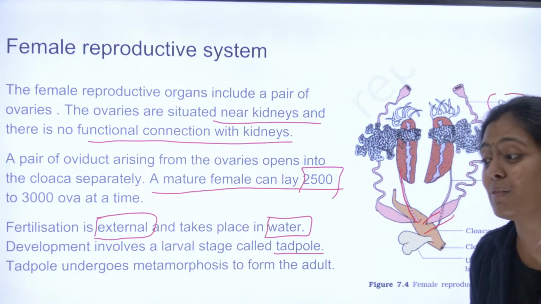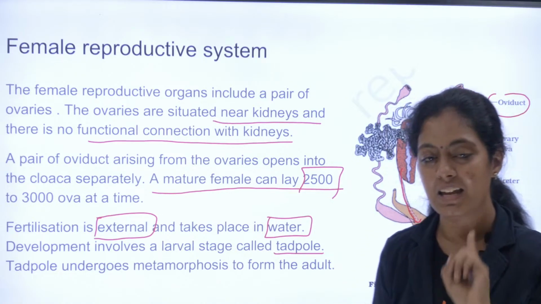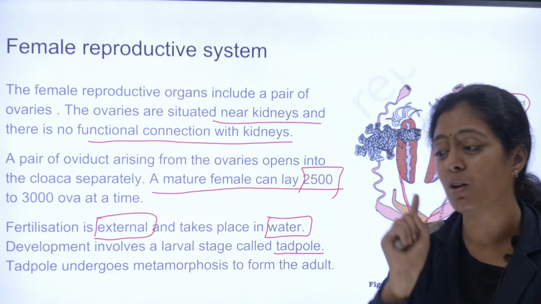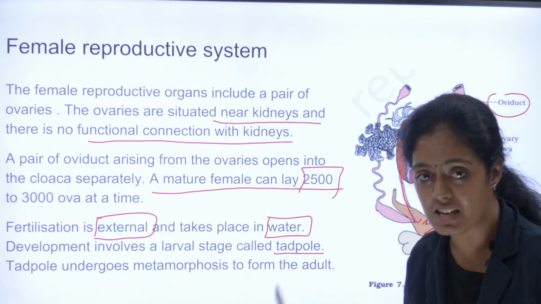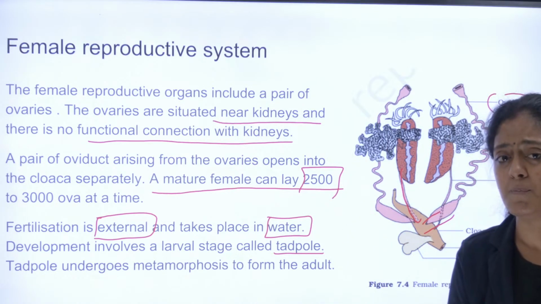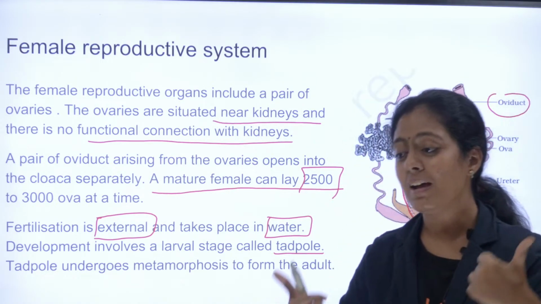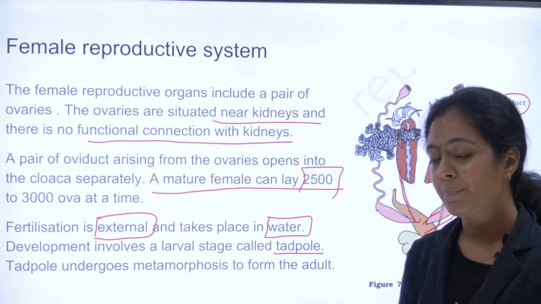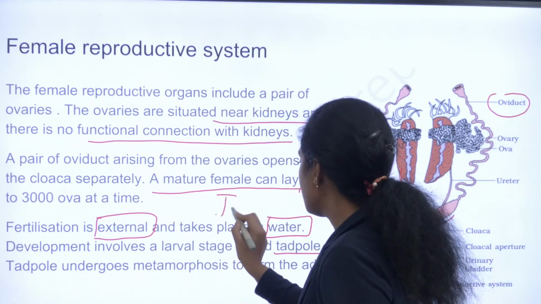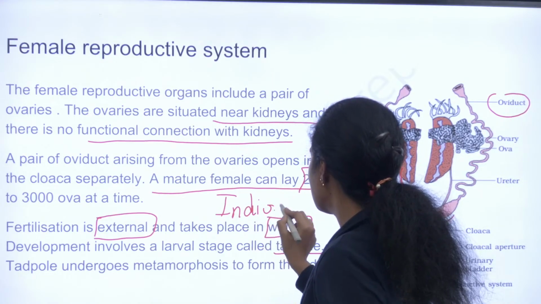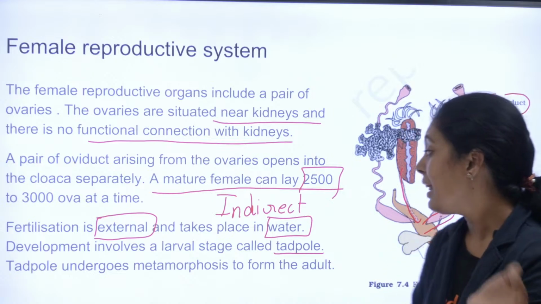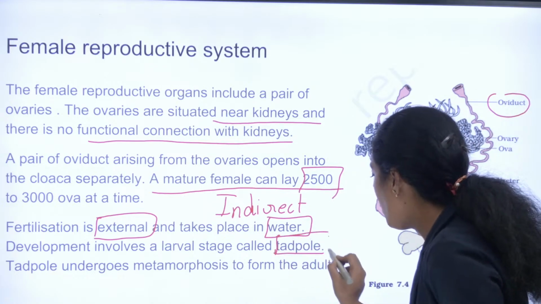Yes, external fertilization nadakum. Oru question kekren, development involves larval stage. Is the development direct or indirect? இங்க வந்து larval stage இருக்கு, அதனால development வந்து directா இருக்குமா indirectா இருக்குமா? ரொம்ப சிம்பிளான question. Okay, we have discussed this a lot in animal kingdom. Larval stage இருந்தா அது எப்படிப்பட்ட development? It is indirect development. ரொம்ப முக்கியம். Okay, indirect development, and the larva is called tadpole.